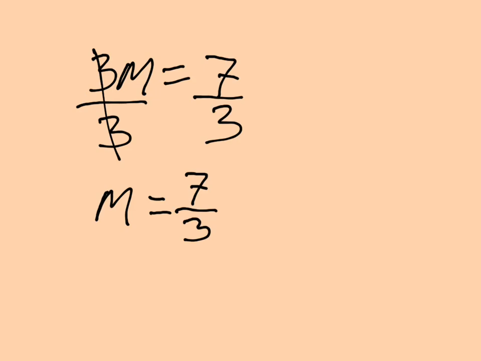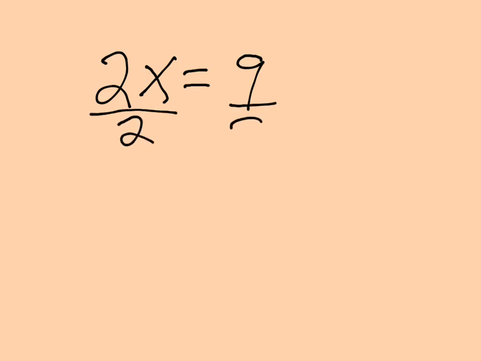Let's look at another one. How about 2x equals 9, and then we divide both sides by 2. Yeah, see how easy this is? x equals 9/2. And let's look at one last one, just to make sure everybody's okay with this.